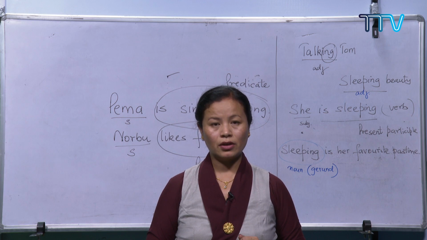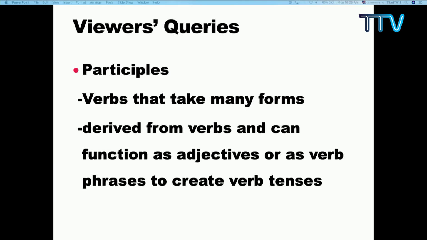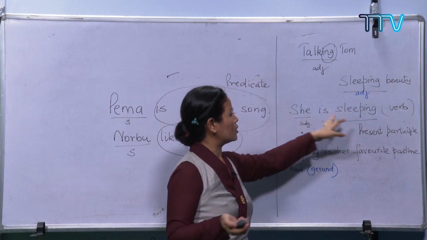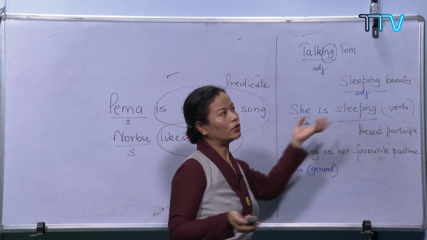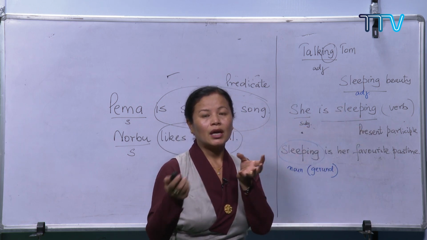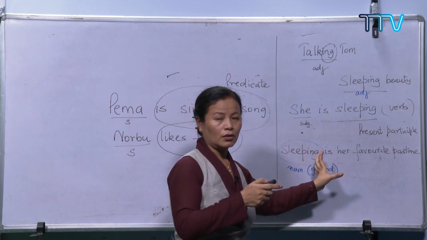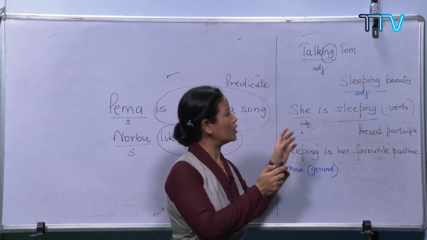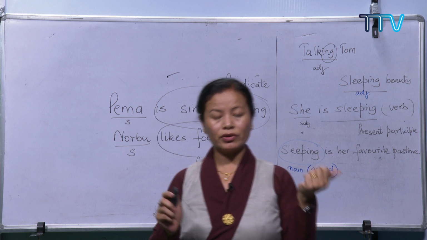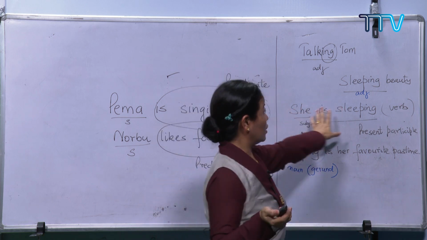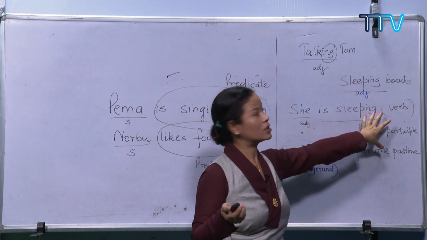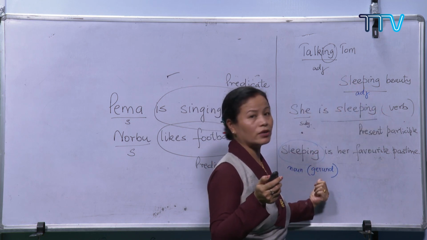Participles, look at the slide. Verbs that take many forms, derived from verbs, can function as adjectives or as verb phrases to create verb tense. If you look at the board, she is sleeping. This verb form, the present participle form of sleeping, is showing the present continuous tense. Or you can talk about a used car. Again, an adjective describing the car. What sort of car? Used car. So you only need to remember this: a gerund is the -ing form of a verb that functions like a noun, and a participle is when you have verb plus -ing, it can function as a verb as well as an adjective, unlike a gerund.